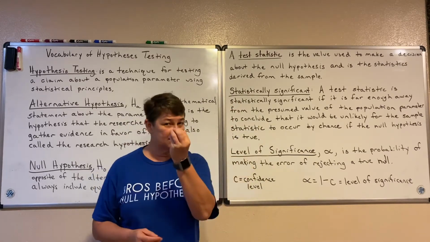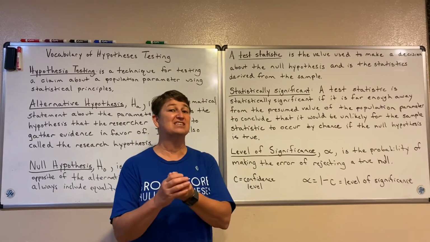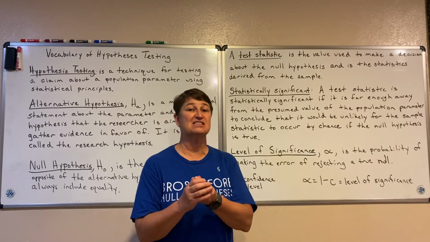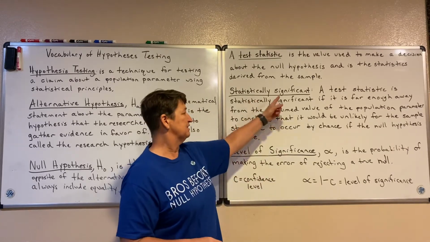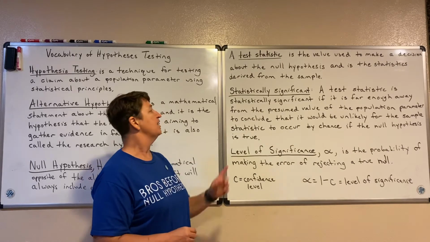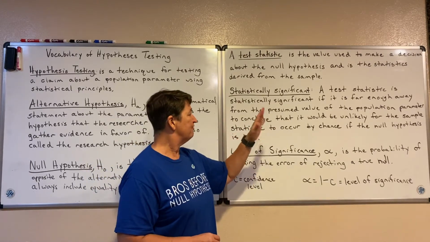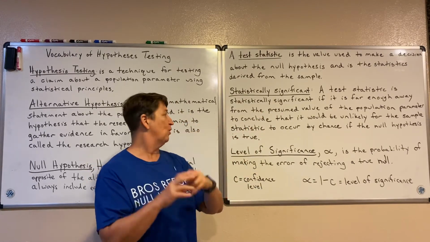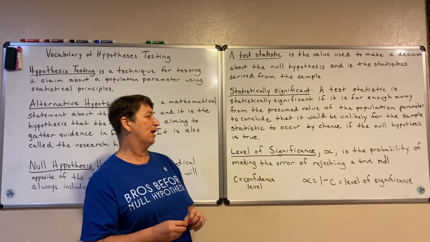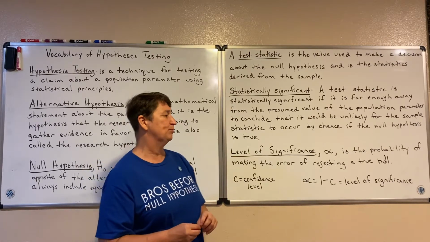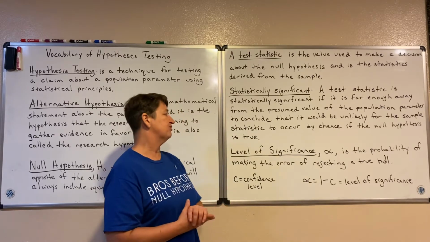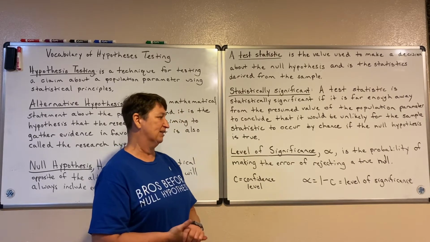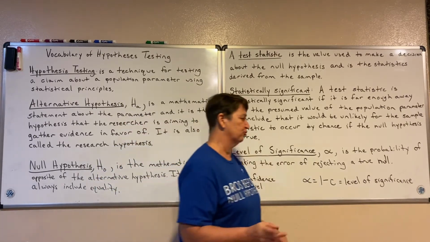Then that test statistic is said to be statistically significant if it is far enough away from the presumed value of the population parameter to conclude that it would be unlikely for the sample statistic to occur by chance if the null hypothesis were true.